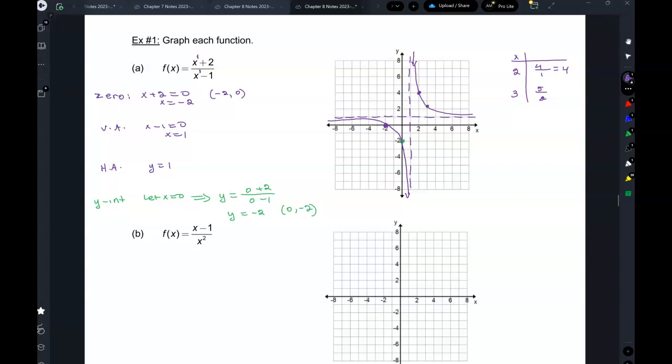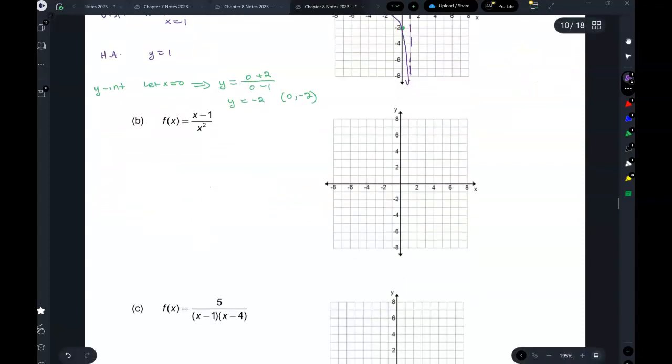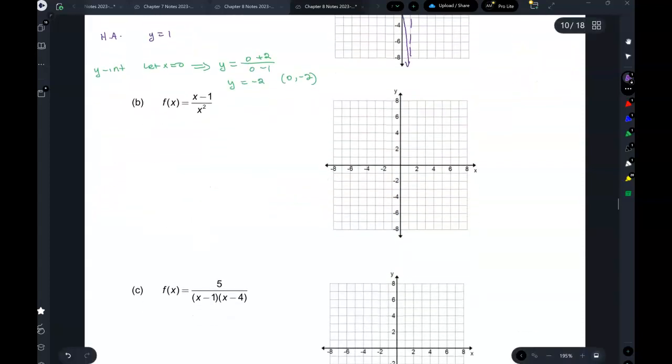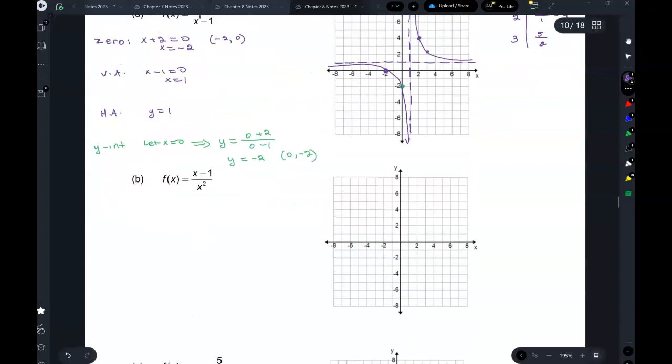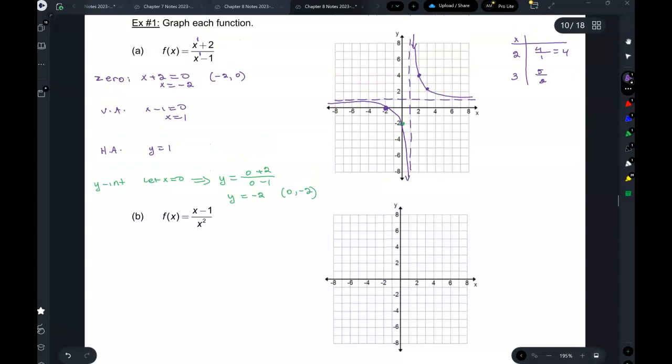X can equal 1, and then the range is all real numbers except y equals 1. Okay, so let's go ahead and graph this one. Before we move on, one thing about horizontal asymptotes and vertical asymptotes.